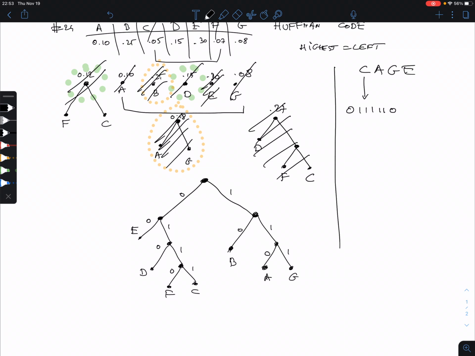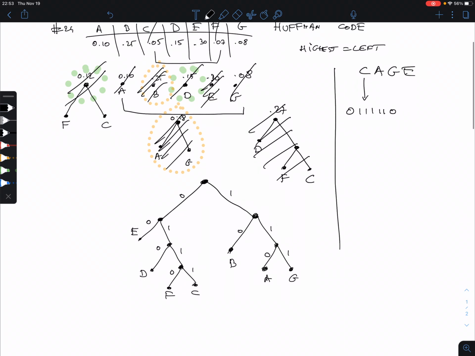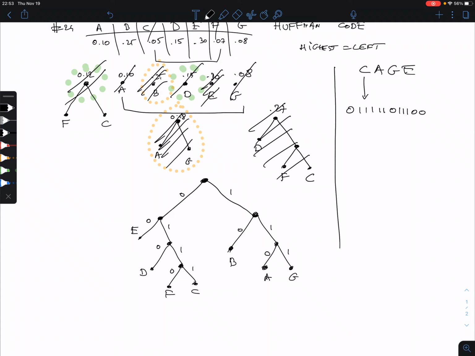Okay, so that was A, G, right, right, right, right, right, right, and then finally E. E was left, left, left, left. So this is the word cage. Okay. Let's see. I'm going to write an arbitrary sequence and see what this could be. Can this be something? Just to show you.